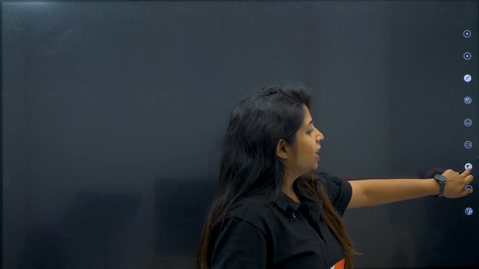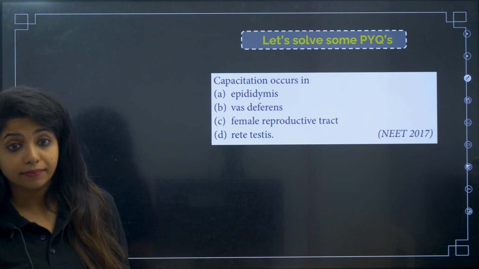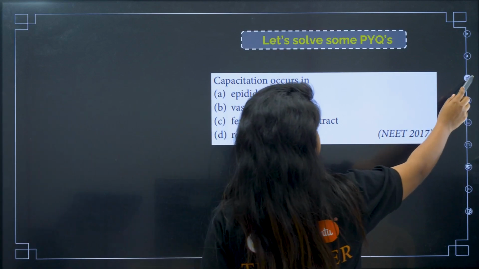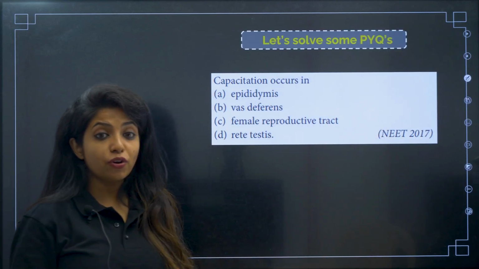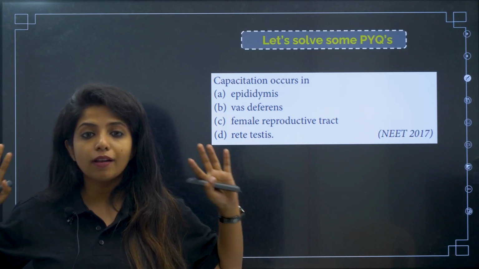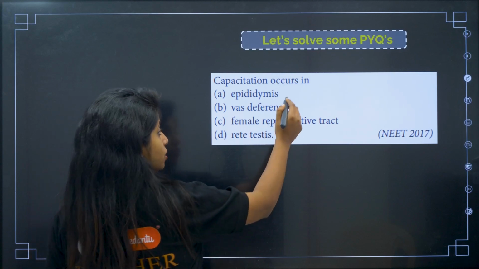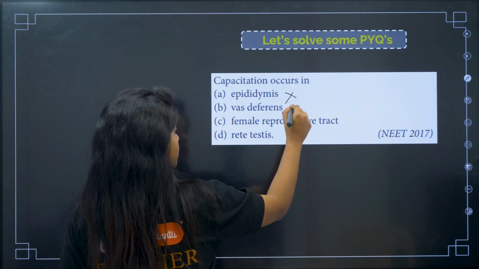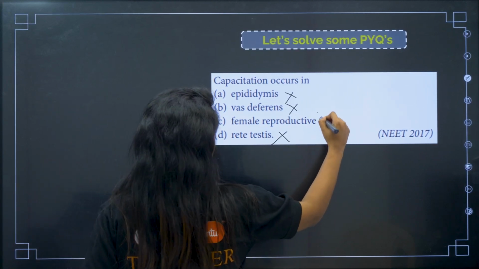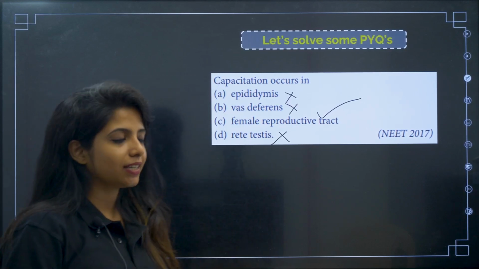Okay. Now children, the first question. Capacitation occurs in, where does capacitation occur? I already told you, please do not remember areas like uterus or this and that. It's just the female genital tract or the female reproductive tract, nothing else. So capacitation does not occur in the epididymis, in the vas deferens or the rete testis. It is always the female reproductive tract. It came in NEET 2017.